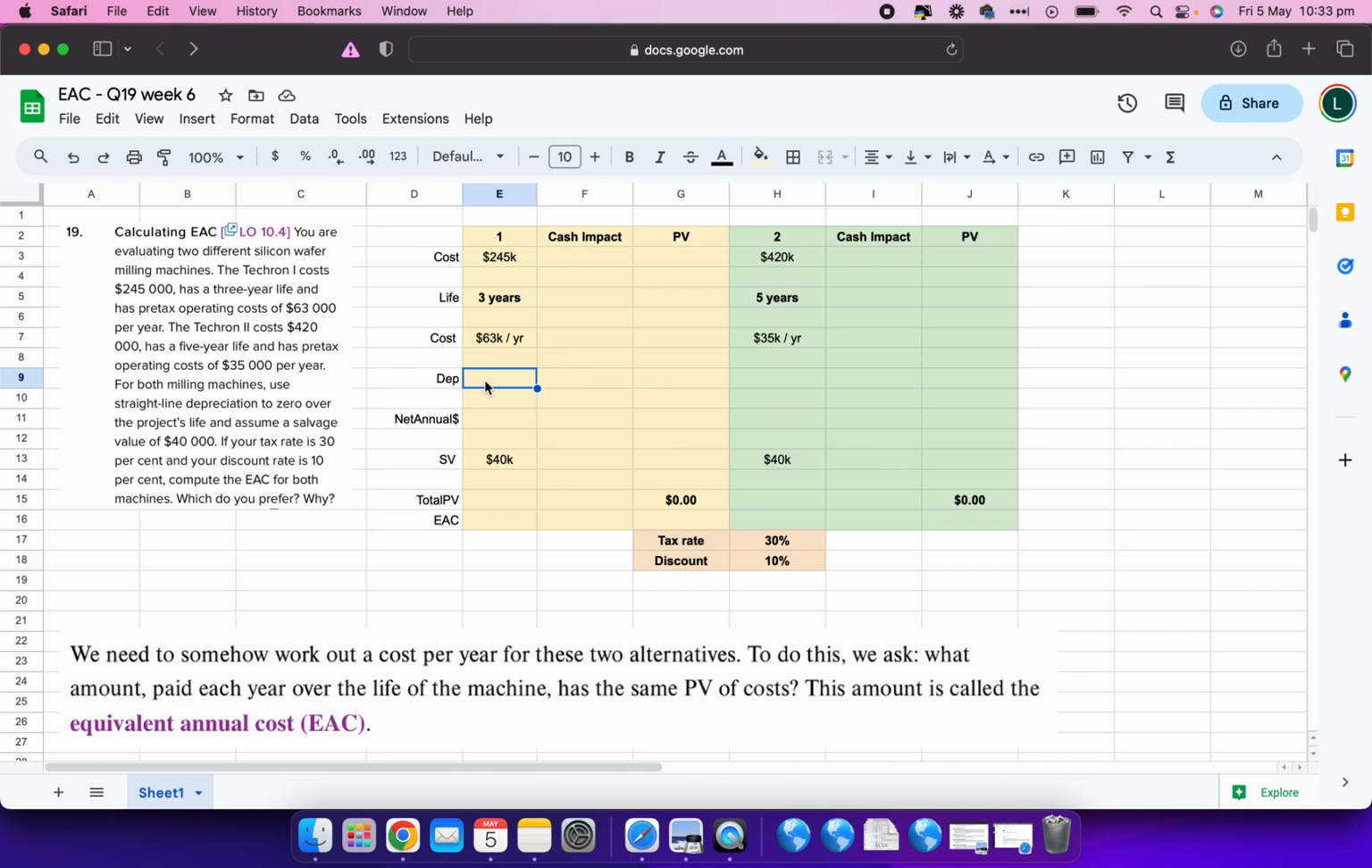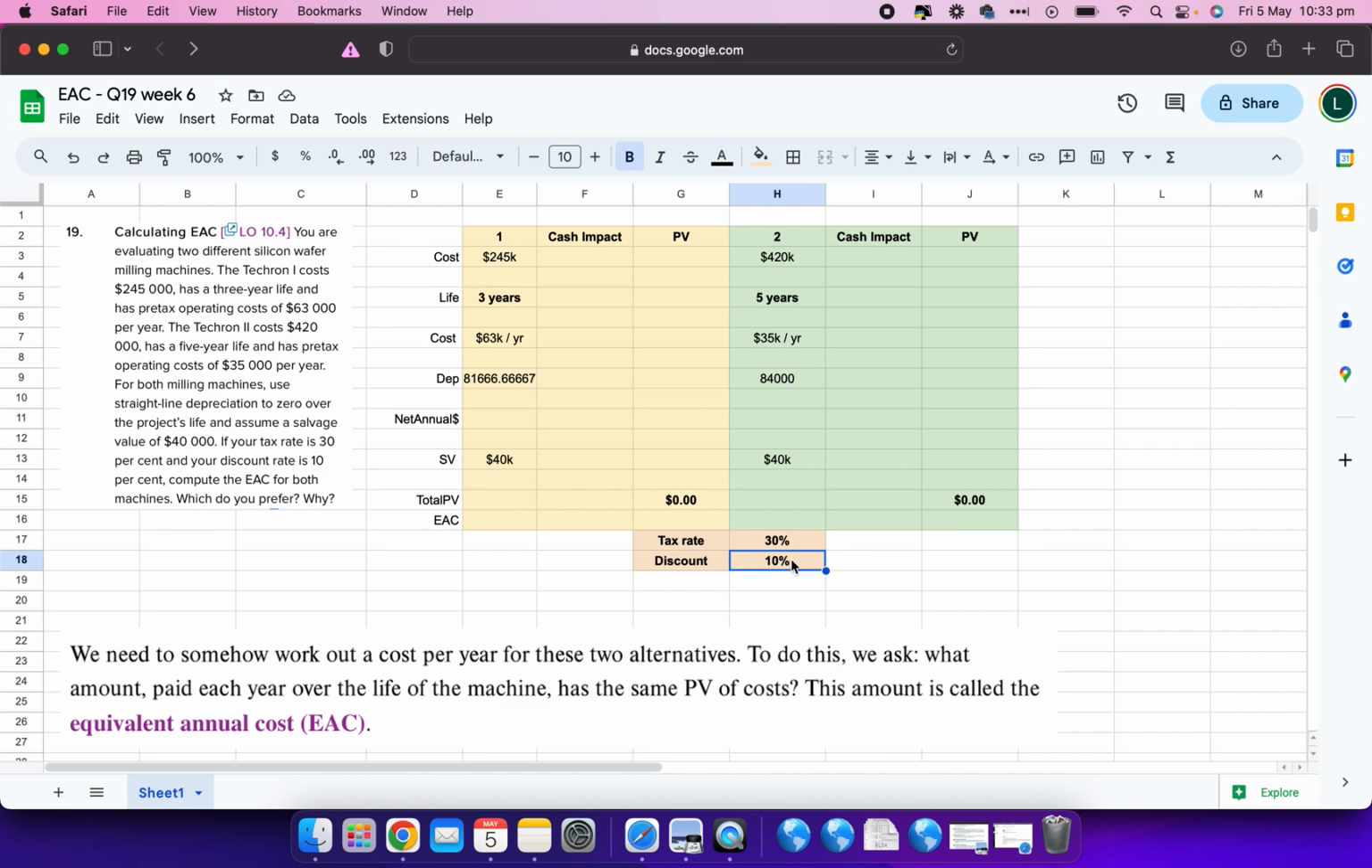So our depreciation, we go 245 divided by 3 over our 3-year life. So that's our depreciation amount. Let's do our depreciation amount of the other one, 420 divided by 5. So that's our annual depreciation amount. And then it's saying both projects have a salvage value of $40,000, which I've included in here. Tax rate is 30% down here, and discount rate is 10%.